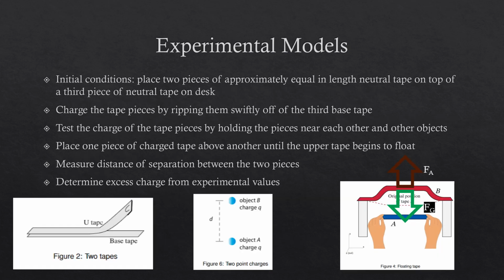The experimental procedure for this experiment was as follows. The initial conditions consisted of placing 2 pieces of approximately equal length neutral tape on top of a third piece of neutral tape on my desk. I then charged the tape pieces by ripping them swiftly off the third base tape. I then tested the charge of the tape pieces by holding the pieces near each other and other objects. I then placed one piece of charged tape above another until the upper tape began to float. I then measured the distance of separation between the 2 pieces, and finally determined the excess charge from experimental values.